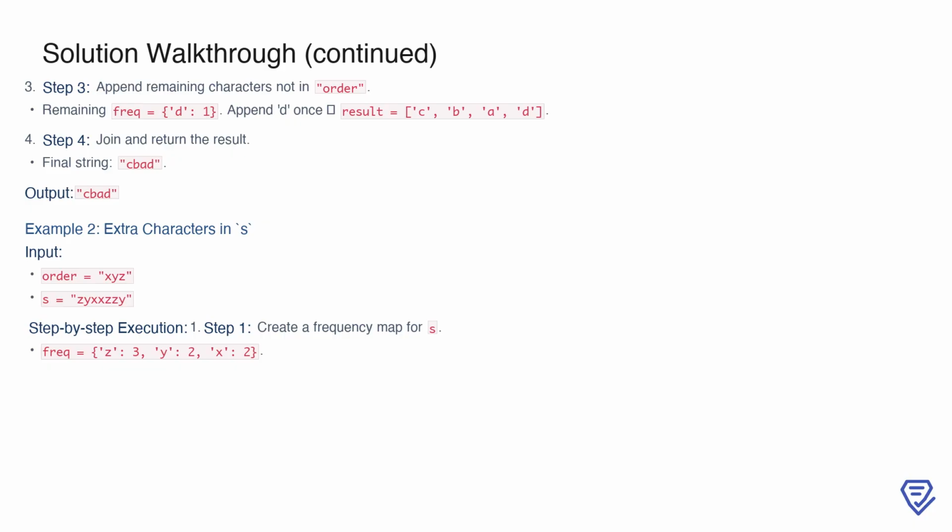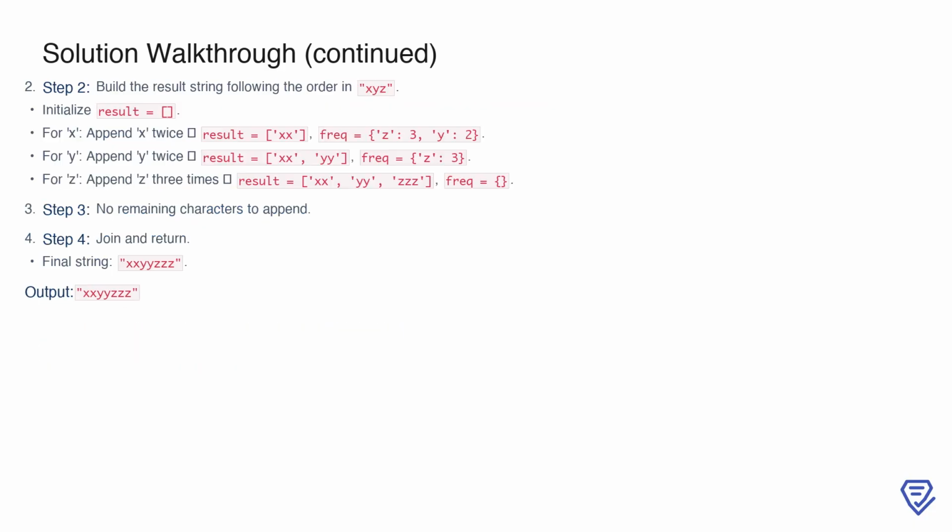Now, let's explore another example where there are extra characters in S that are not in order. For this case, the inputs are order equals XYZ and S equals ZYXXZZY. The first step is to create a frequency map for S. As we iterate through the string, we count the occurrences of each character. For Z, which appears 3 times, Y, which appears twice, and X, which also appears twice, the frequency map becomes Z3, Y2, X2. With the frequency map built, we now construct the result string based on the order in XYZ.